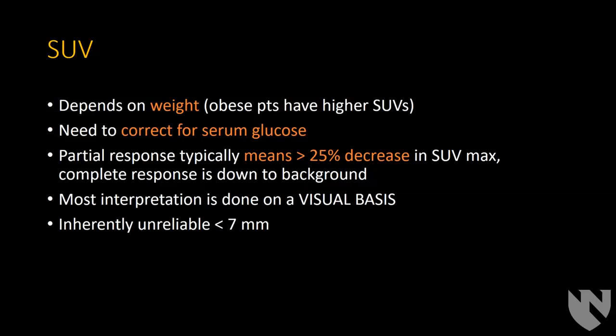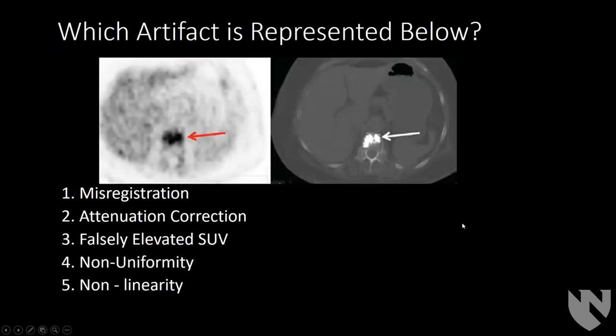So those sorts of things are not accounted for by SUV, and that's what makes SUV semi-quantitative and not quantitative, and that's why interpretation is basically done on a visual basis. You really want to have about a 25% change in SUV to be sure that this is a true change, and it's also pretty unreliable for smaller things.